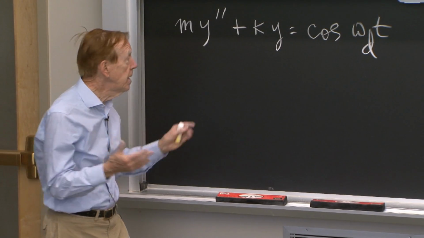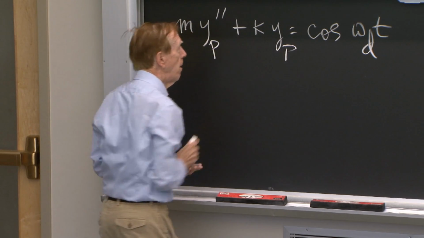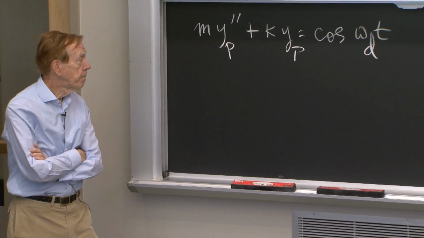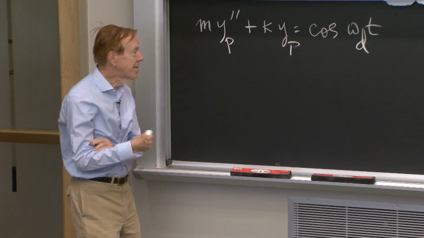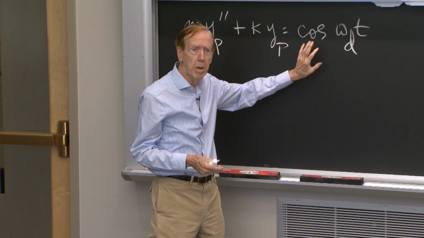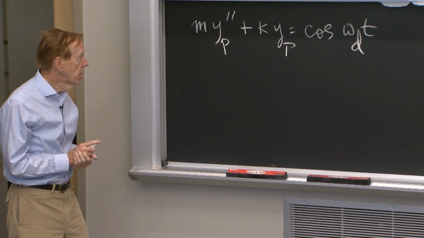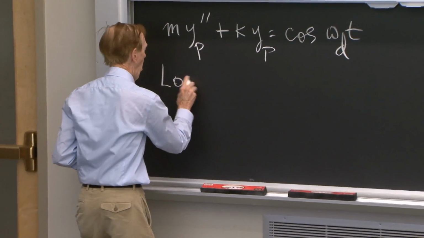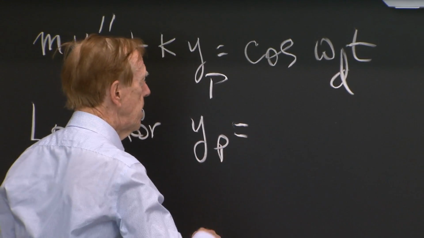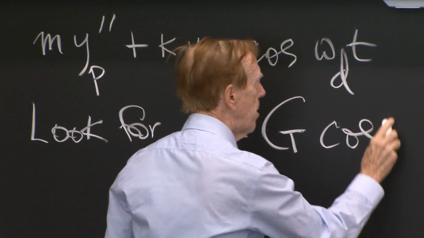I'm looking for any solution to this equation. I'm looking for a particular guy. What do you suggest? Again, it's a neat problem because of that particular forcing term, a cosine, an oscillation. So I'm going to look for y_p is some gain times cosine.